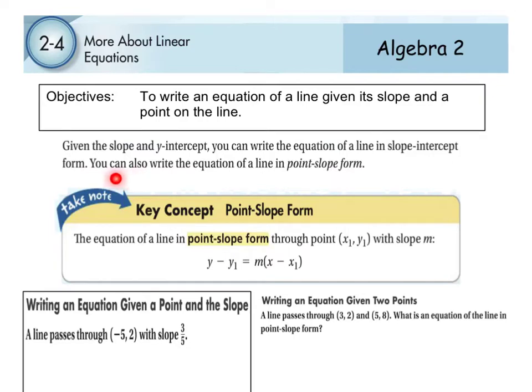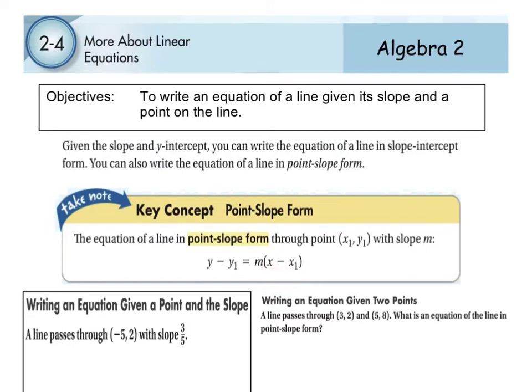The very first key concept here that we're going to talk about is point-slope form. The equation of a line in point-slope form through the ordered pair x1 and y1, which is just any ordered pair that it could pass through, and with the slope of m, any slope that you want, is y minus y1 equals the slope m times the quantity x minus x1.